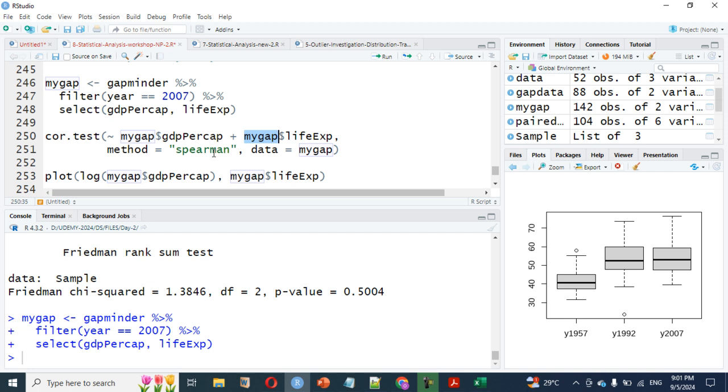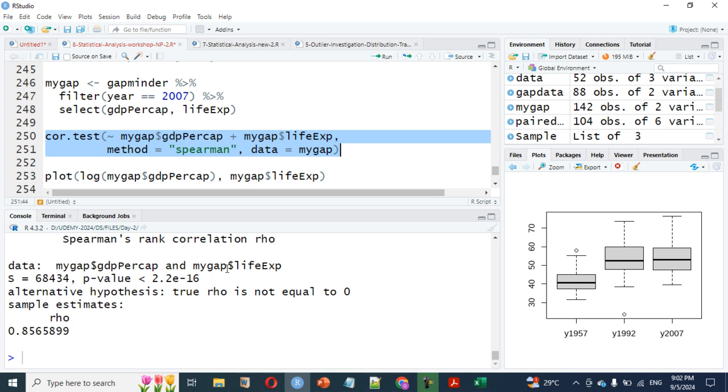Comma, method is equal to Spearman. Data is equal to my gap. Okay, so we pass our data here, which shows that this data is coming from the particular data set we have just created. Then we run our experiment by supplying Spearman as our method of correlation. So if you run this line of code again, all right, you should be able to see the result.